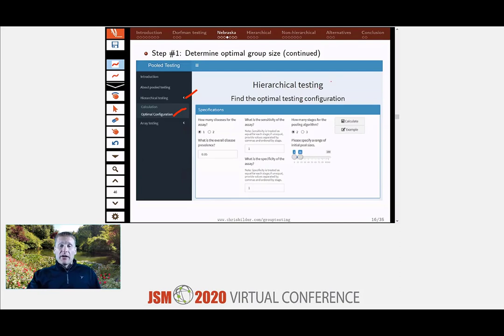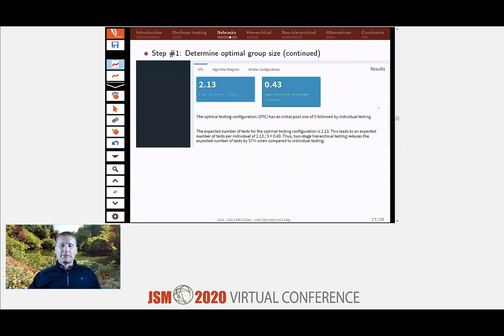To use this particular app then, we can simply specify the number of diseases that we're testing for, one; the overall disease prevalence; the sensitivity of the assay; the specificity; and how many stages in the group testing algorithm. Remember with Dorfman testing, there's 2 stages. And then also, where do you want to look for that optimal group size? Let's say 3 to 20. With that, we can click on calculate, and down below this table, we'll have some results displayed.